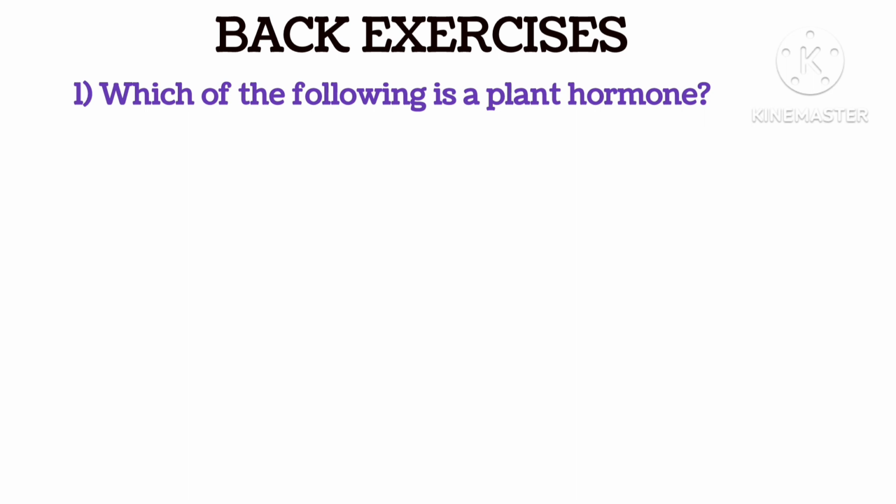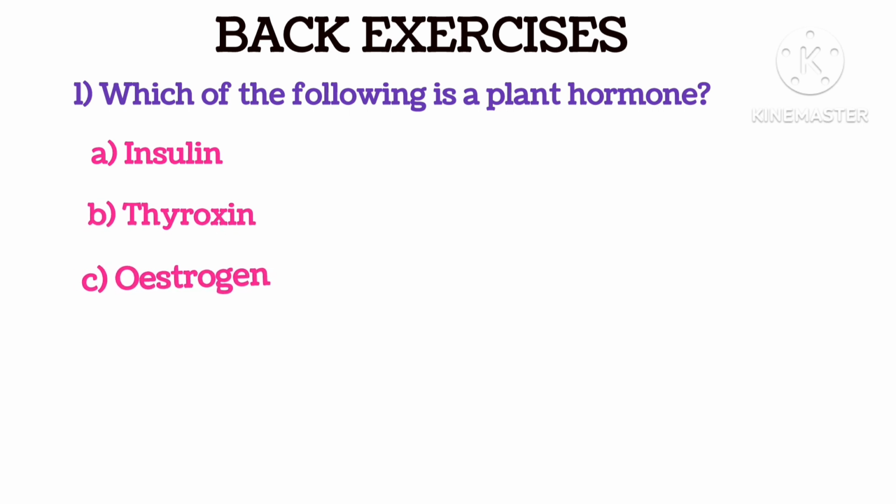Which of the following is the plant hormone? A. Insulin, B. Thyroxine, C. Estrogen, or D. Cytokinin? The correct answer is D. Cytokinin.